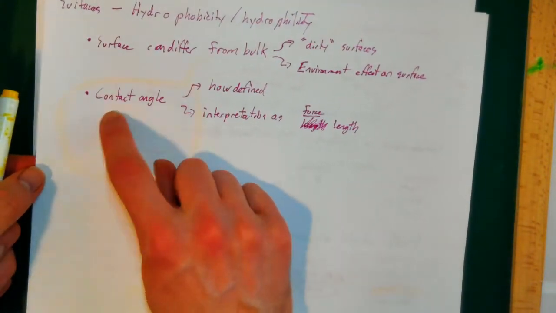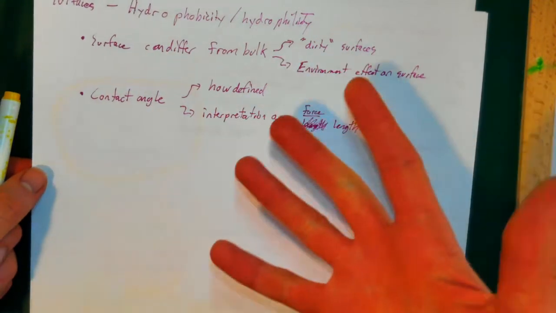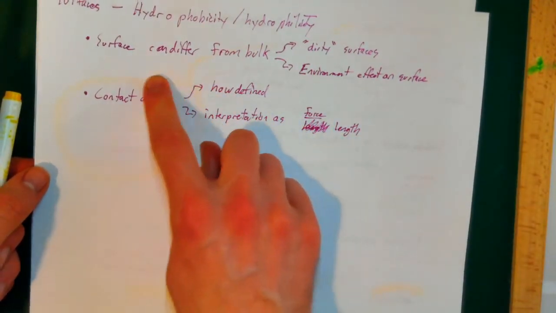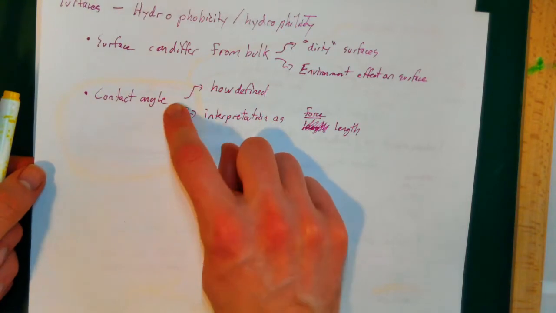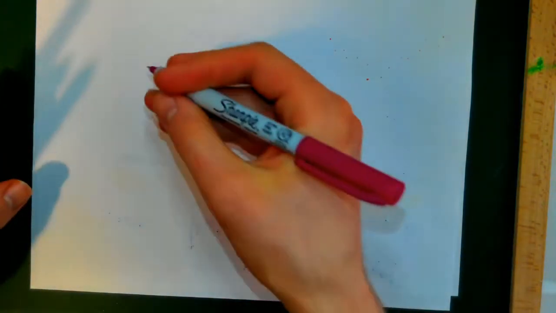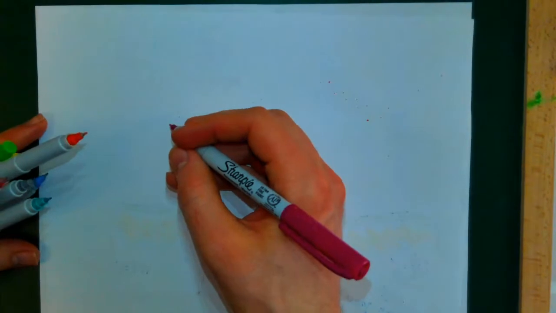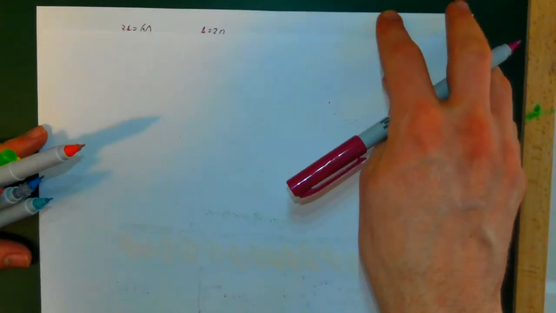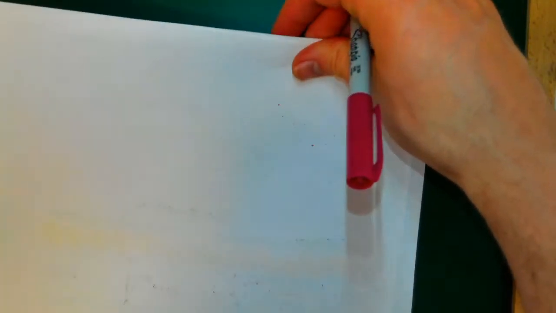So now let's transition to talking about how we actually quantify how hydrophilic or how hydrophobic something is, in a discussion of the contact angle. The contact angle is one way that we use to characterize how hydrophilic or how hydrophobic surfaces are.